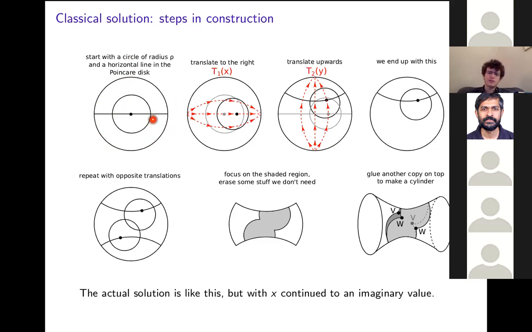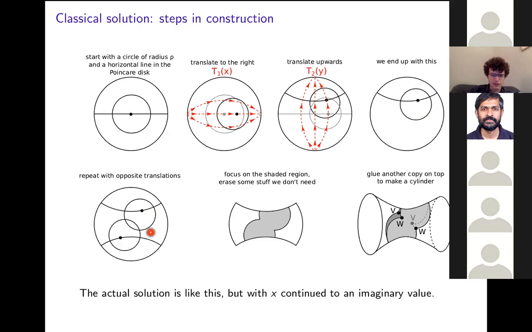We're going to go through a sequence of steps to construct the solution. The first step is to take this smaller circle and translate it to the right in the hyperbolic plane. The next step is to translate it vertically. So now we've translated it over and then up. If you plot what happens to this horizontal line, nothing happens to it in the first stage, and then it gets moved upwards and deformed in this way. So we end up with this thing here, translated in these two directions. Then we repeat the same steps with another circle, but with the opposite translations. So we end up with this diagram here.